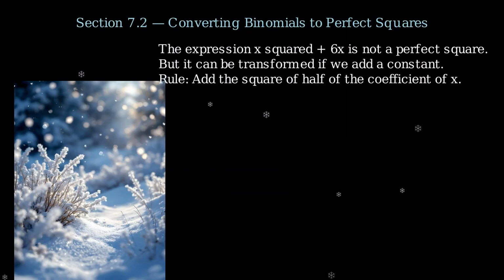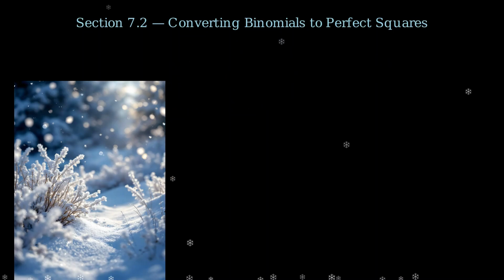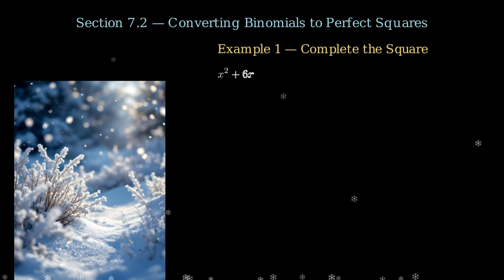Now let's move on to section 7.2, converting binomials to perfect squares. A binomial expression like x squared plus 6x is not a perfect square on its own. However, we can turn it into a perfect square trinomial by adding a specific constant. This constant term is always equal to the square of half of the coefficient of x. Let's look at an example.